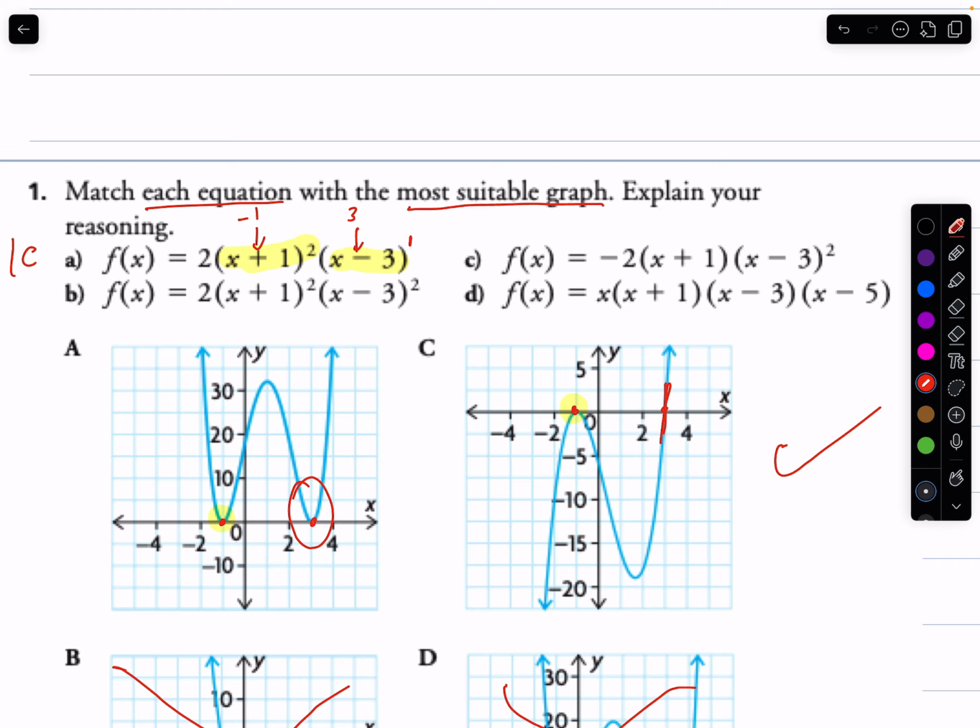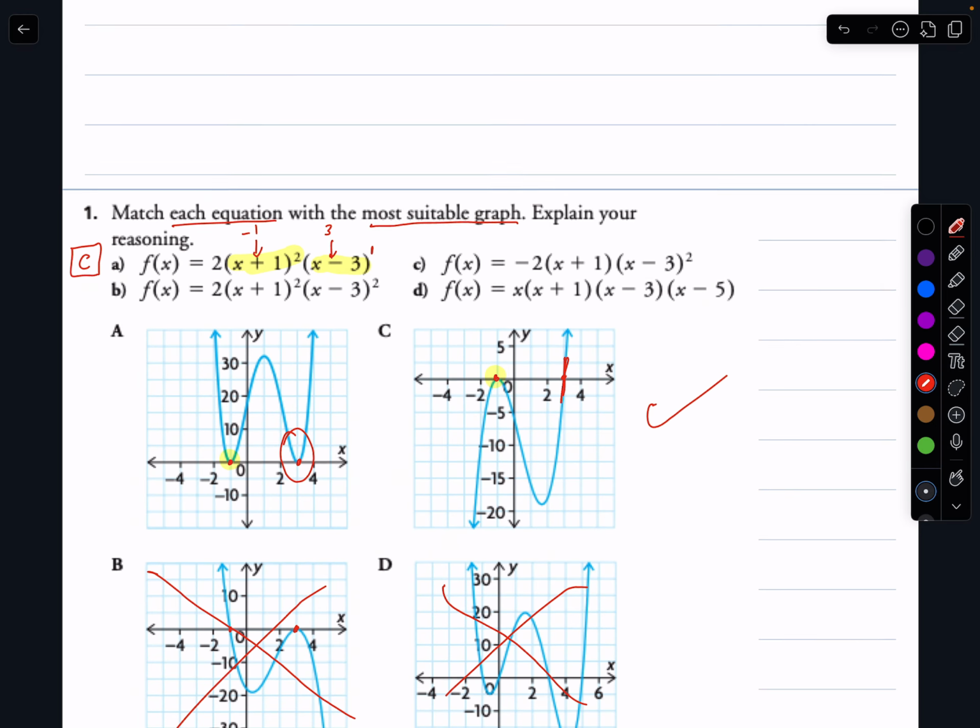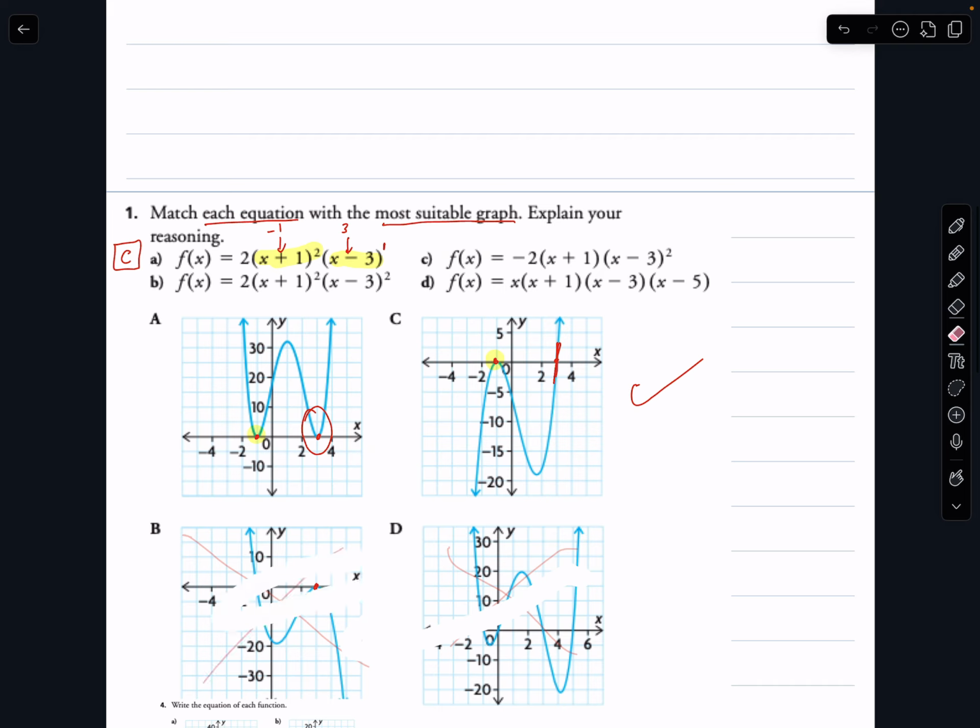So C is going to be the right answer for A. By process of elimination, I can figure out what's happening with the function. First, I have to find the x-intercepts, but second, I have to find the patterns at the x-intercepts and see which corresponds to each. Hopefully that makes a bit more sense now that we know the patterns. So let's look at the other questions.